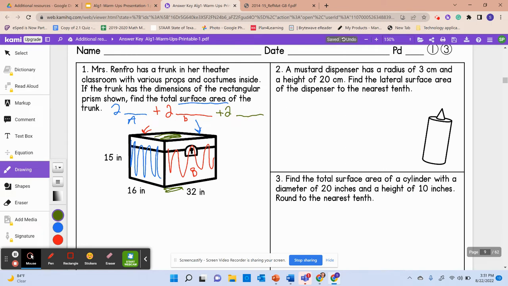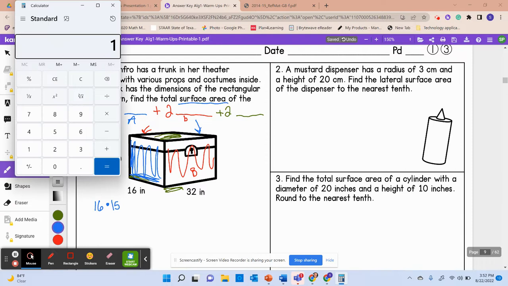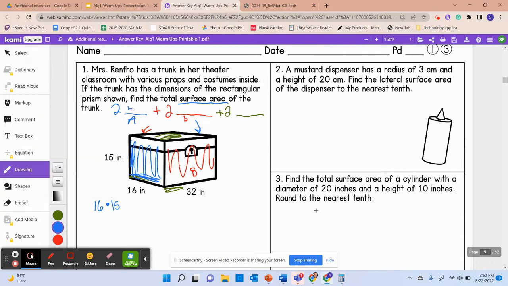Let's figure out exactly what that looks like. The area, well, we know area is base times height. So this should be really easy because here on this blue one, we see the base is 16 and the height is 15. So 16 times 15 is equal to 240. And I'm going to put it in parentheses because we're going to multiply it by 2 in a minute.